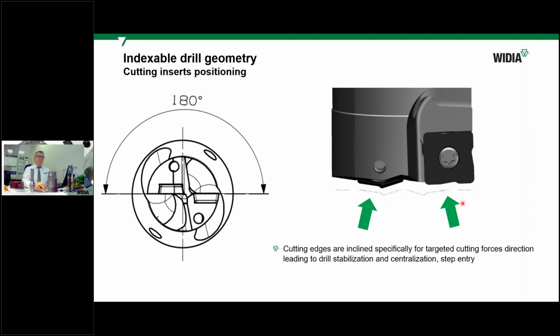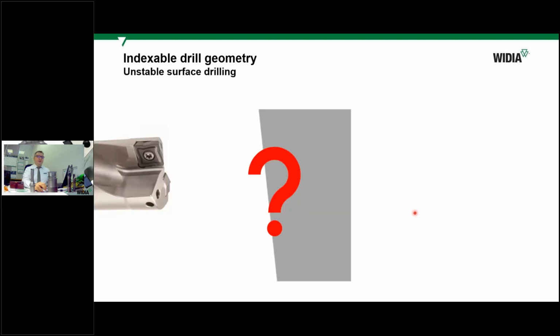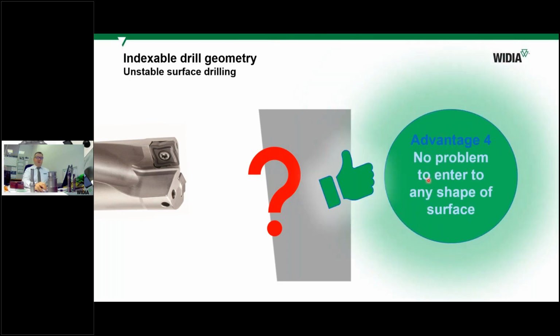So it's maybe the biggest advantage in cutting action of indexable drills versus other ones, because this drill can enter a regular material, unstable surface, cast surface, and so on, without any pre-drilling or pre-milling operations. And this is advantage number 4: no problem entering any shape of surface without any additional operations before the drilling.